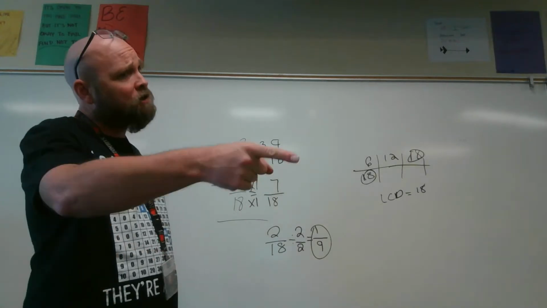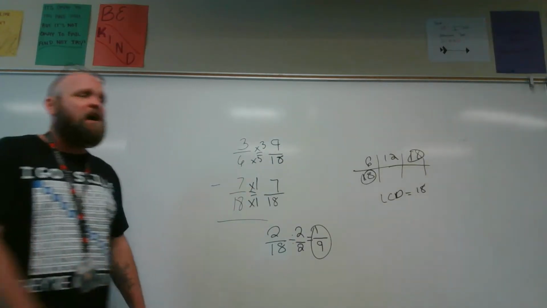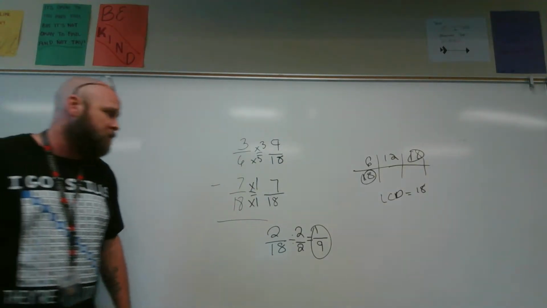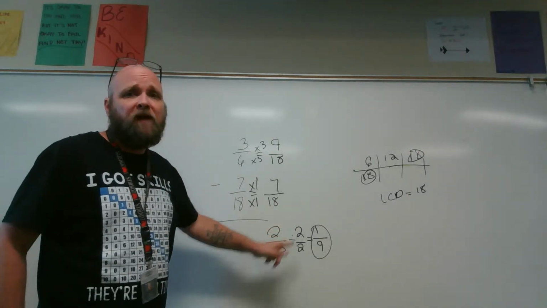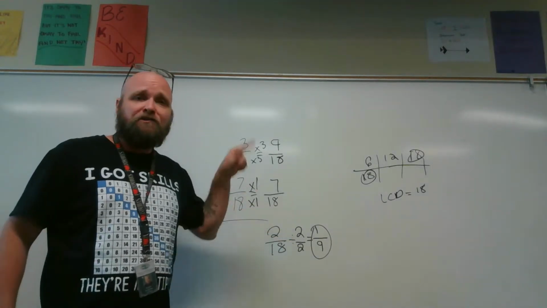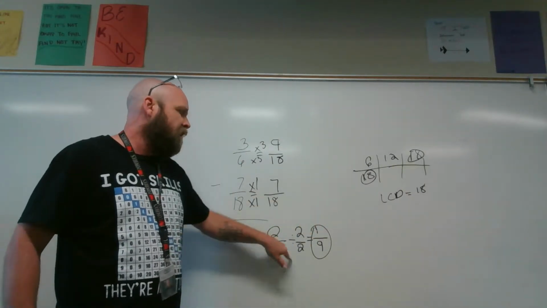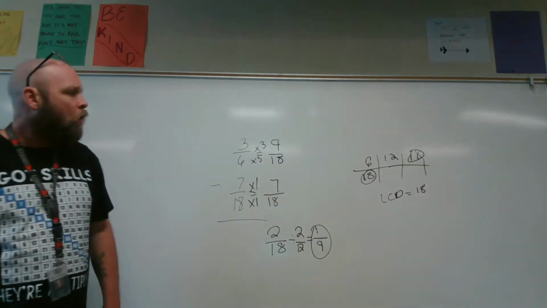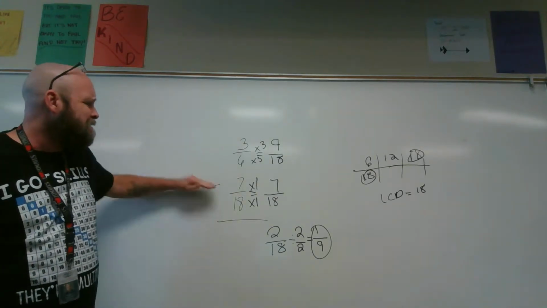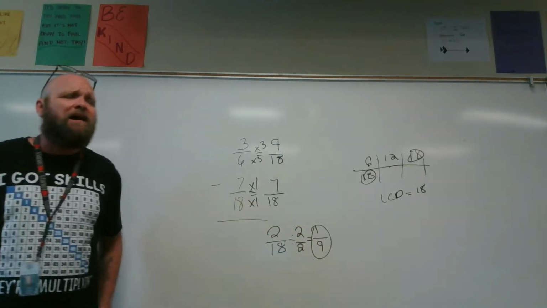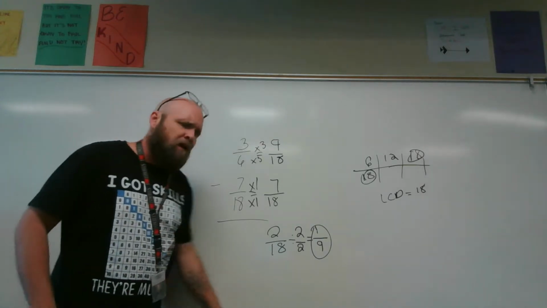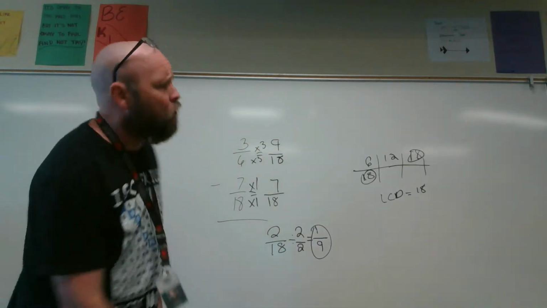But is that the answer, not Kimberly? No, because she had to simplify that fraction. She knows a common factor for 2 and 18 is 2. So 2 divided by 2 is 1. 18 divided by 2 is 9. So her difference of 3/6 and 7/18 is 1/9. Thank you, not Kimberly. Let's look at another one.